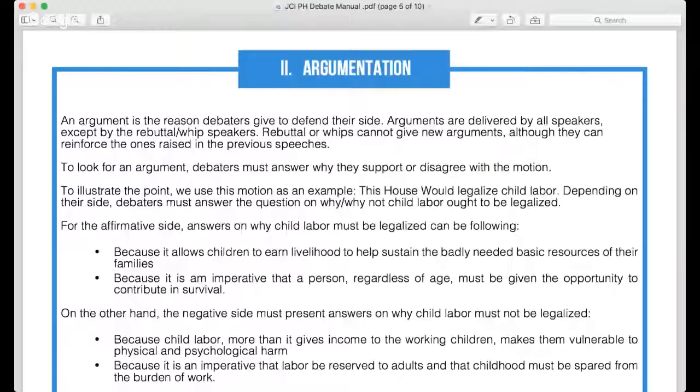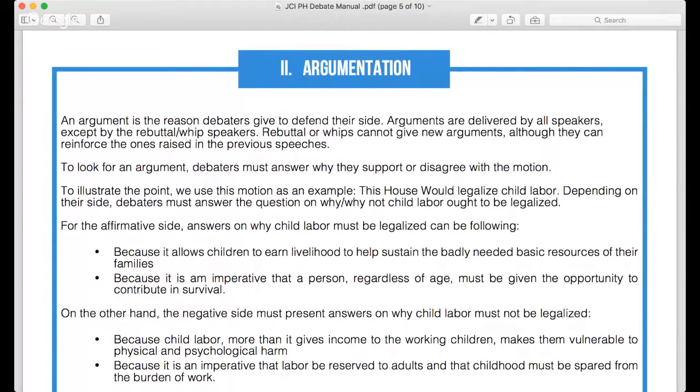Argumentation. An argument is the reason that debaters actually use in order to forward a particular proposition or defend their side. Arguments are delivered by the first two speakers, because the last speaker, as discussed a while ago by Roland, is going to be the rebuttal speaker. To look for an argument, debaters must answer why they support or disagree with the motion.